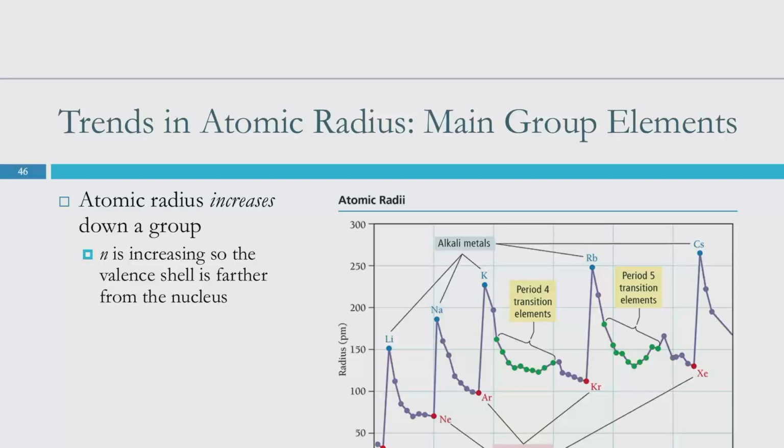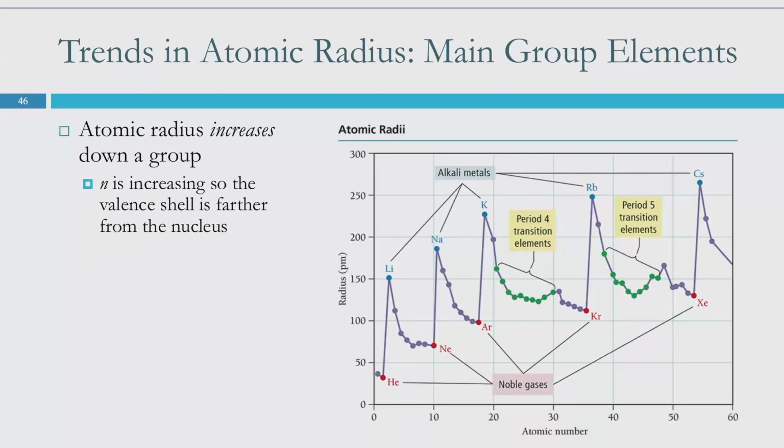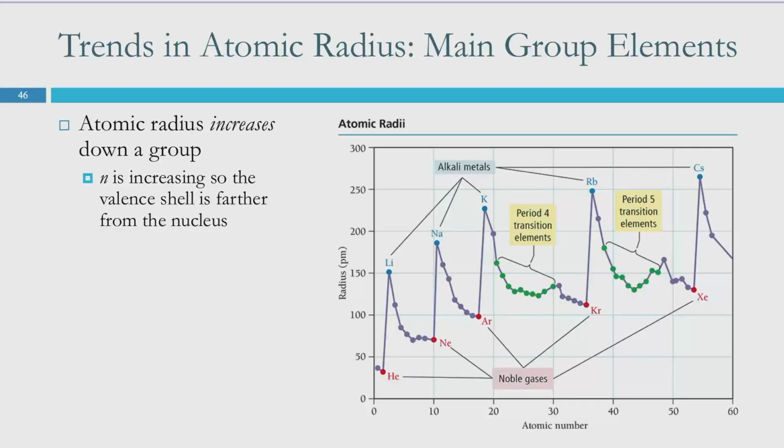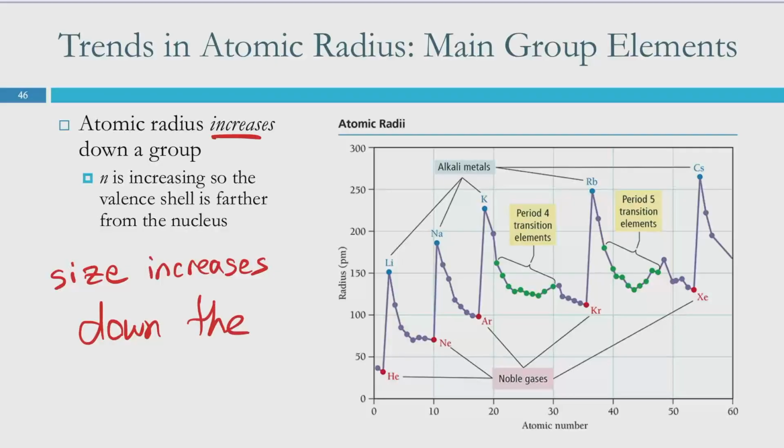What's more important is the trend. So the trend is the important part. And for our main group elements, atomic radius increases down a group. So size increases down the periodic table. So if we're looking at an up-down trend, the further down you go, the bigger the element gets.